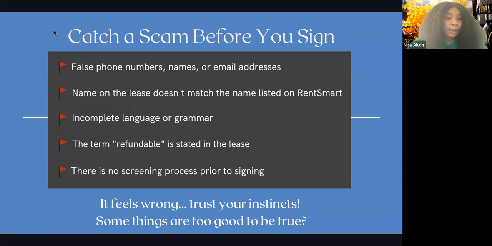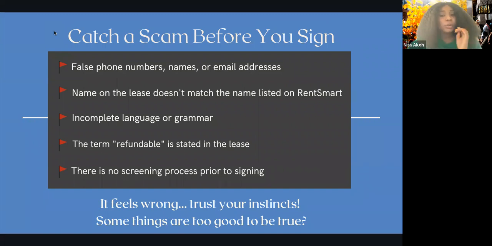If there is incomplete language or grammar, you definitely do not want to sign. These are legal documents, so they probably have a law or a legal entity that's looking over the contract. So if there's incomplete grammar, it's definitely not a legal entity that wrote it. So if the term refundable is stated in the lease, then it's probably a scam. And just as we said, this is definitely a legal contract. And then there are some terms that we don't commonly see in a legal contract.